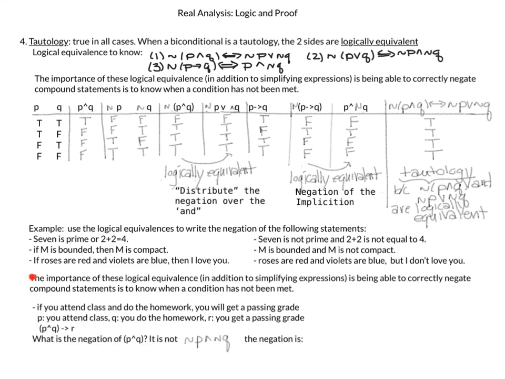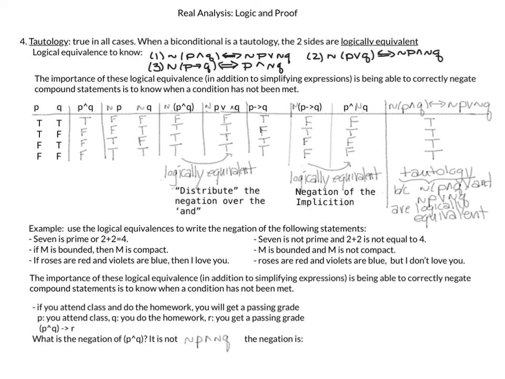Before we go on, the first thing I want to point out is the importance of these logical equivalences, in addition to simplifying expressions, is being able to correctly negate compound statements. And the reason is that later you'll be doing proofs, and you want to be able to know when a condition has not been met. So a condition not being met is to look at the conditions and then negate and say, oh, these conditions haven't been met. So you're basically negating these statements. So that's why these are important. It's important you understand how to negate, especially the consequent, to do proofs.